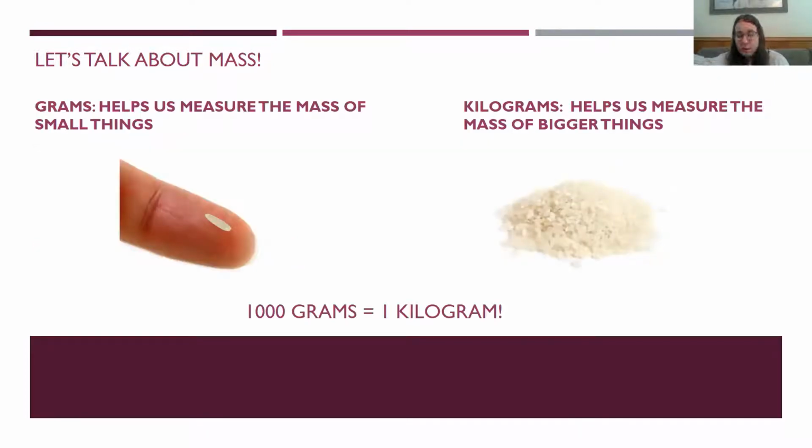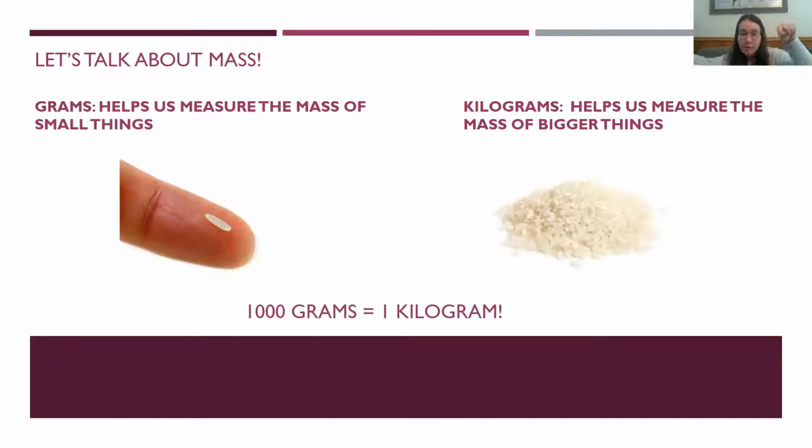So grams we use to measure small things. You can see right here on my picture that it has 1 grain of rice. So grams we're using to measure small things. All right, kilograms we use to measure bigger things, not huge things like an elephant, but we would use kilograms to measure things, and I'll give examples in a little bit.